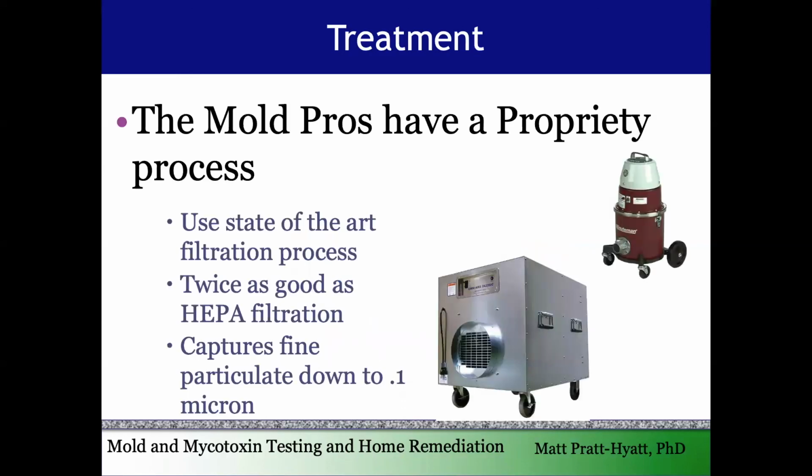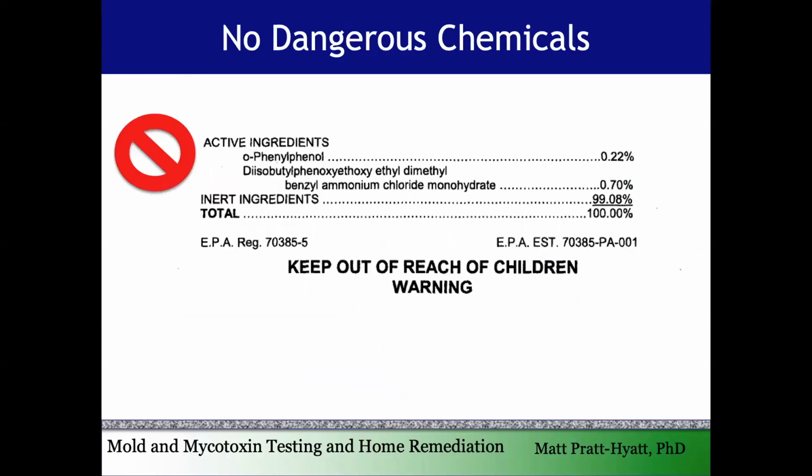The Mold Pros also have a patented way of getting rid of mold. They use a state-of-the-art filtration process, which is twice as good as HEPA filtration, capturing down to 0.1 microns. This is extremely important to get rid of all the mold so that it's not growing any more mycotoxins. And like I said before, there's a chemical used in a lot of the process, this polyphenol. These phenols are very carcinogenic. It's also really harmful to different parts of the immune system. So it's really good that this is not being used at all in the Mold Pros process.